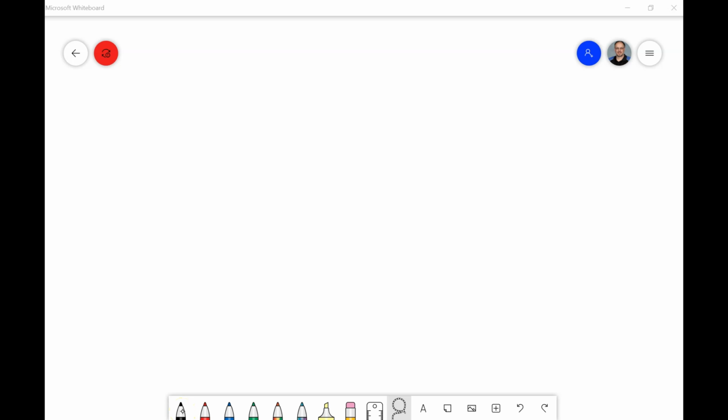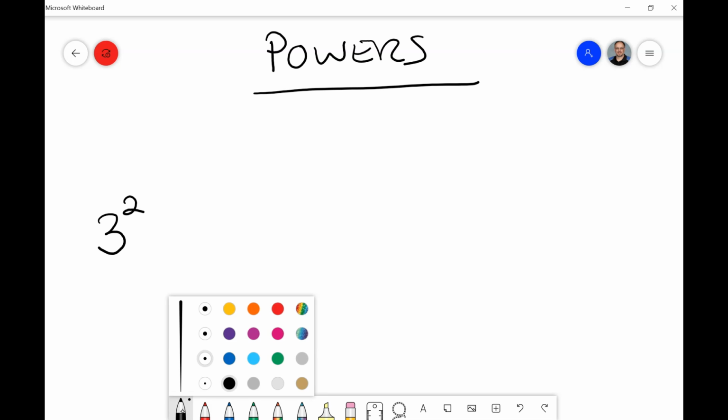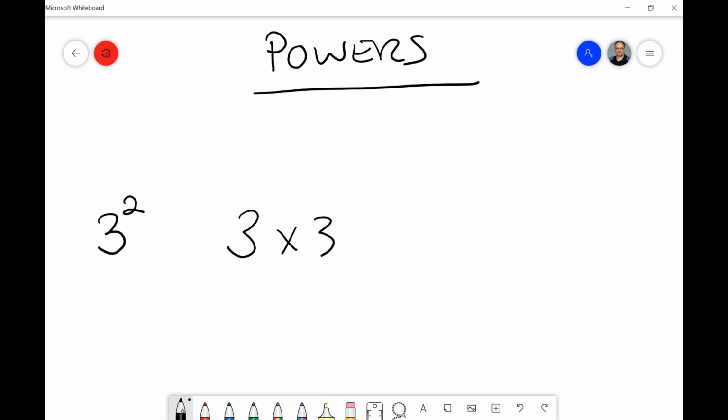In this video, we're going to have a quick look at powers. You've probably seen this before. You might have seen something like 3 to the power of 2, where we have the big 3 and the small 2 up above it. Now, what this actually means is 3 times 3.